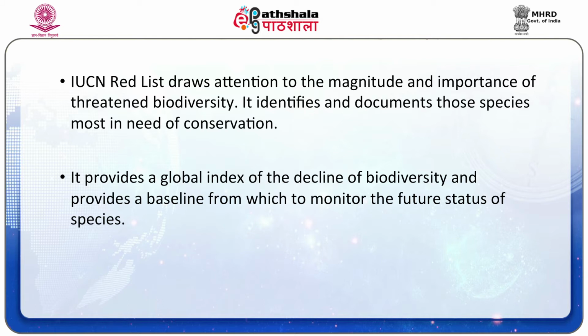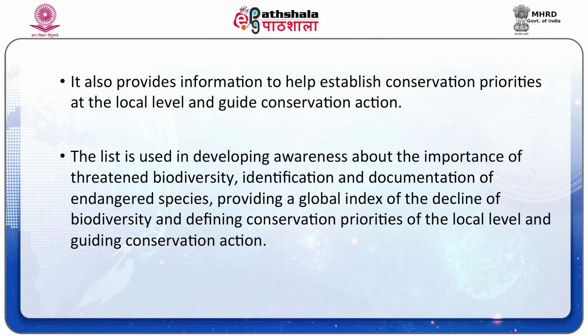IUCN Red List draws attention to the magnitude and importance of threatened biodiversity. It identifies and documents those species most in need of conservation. It provides a global index of the decline of biodiversity and provides a baseline from which to monitor the future status of species. It also provides information to help establish conservation priorities at the local level and guide conservation action.